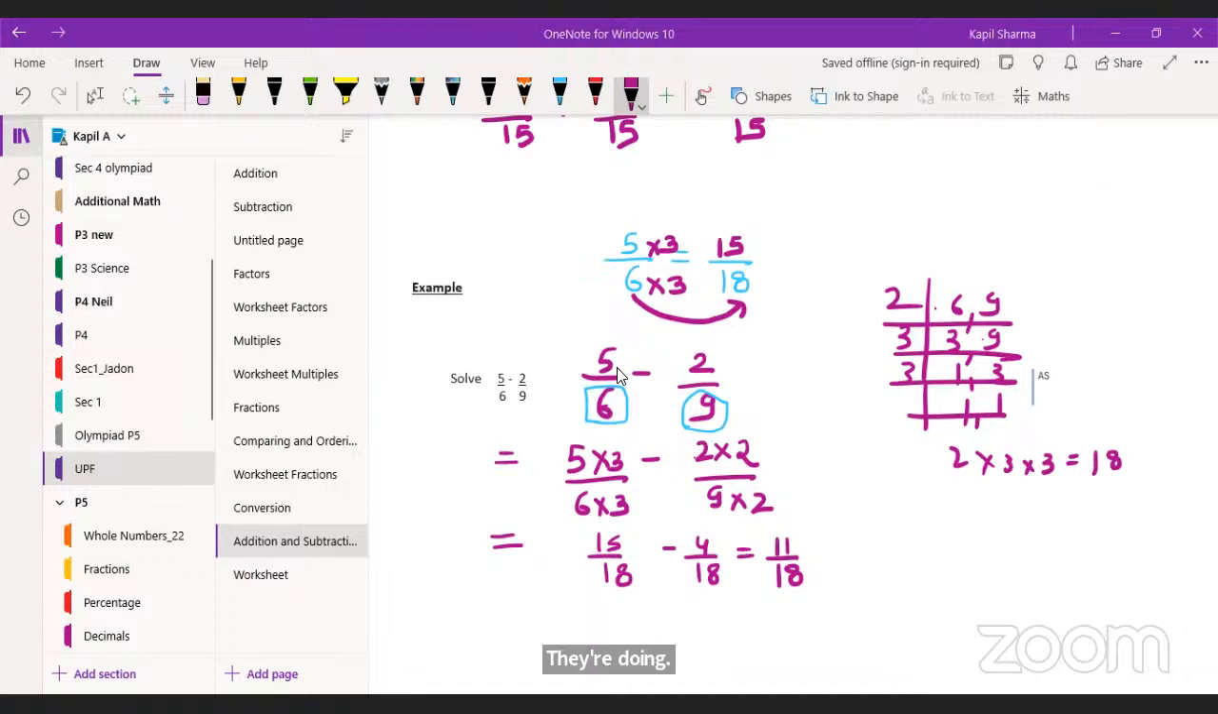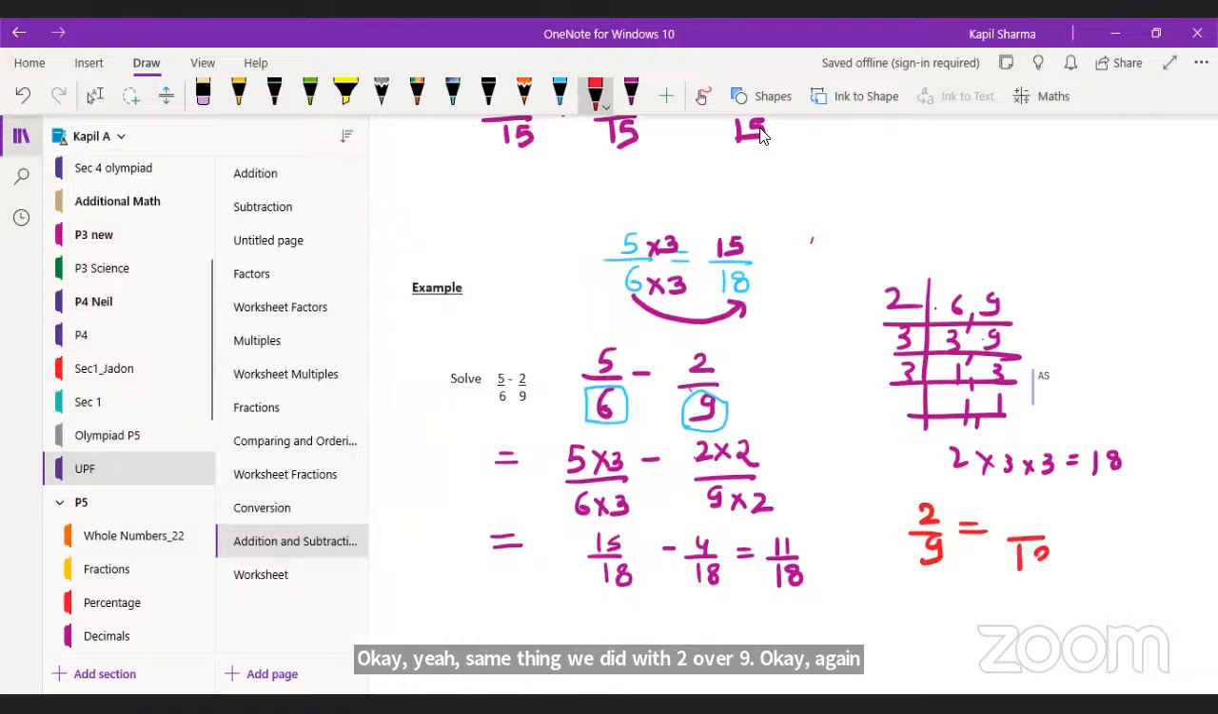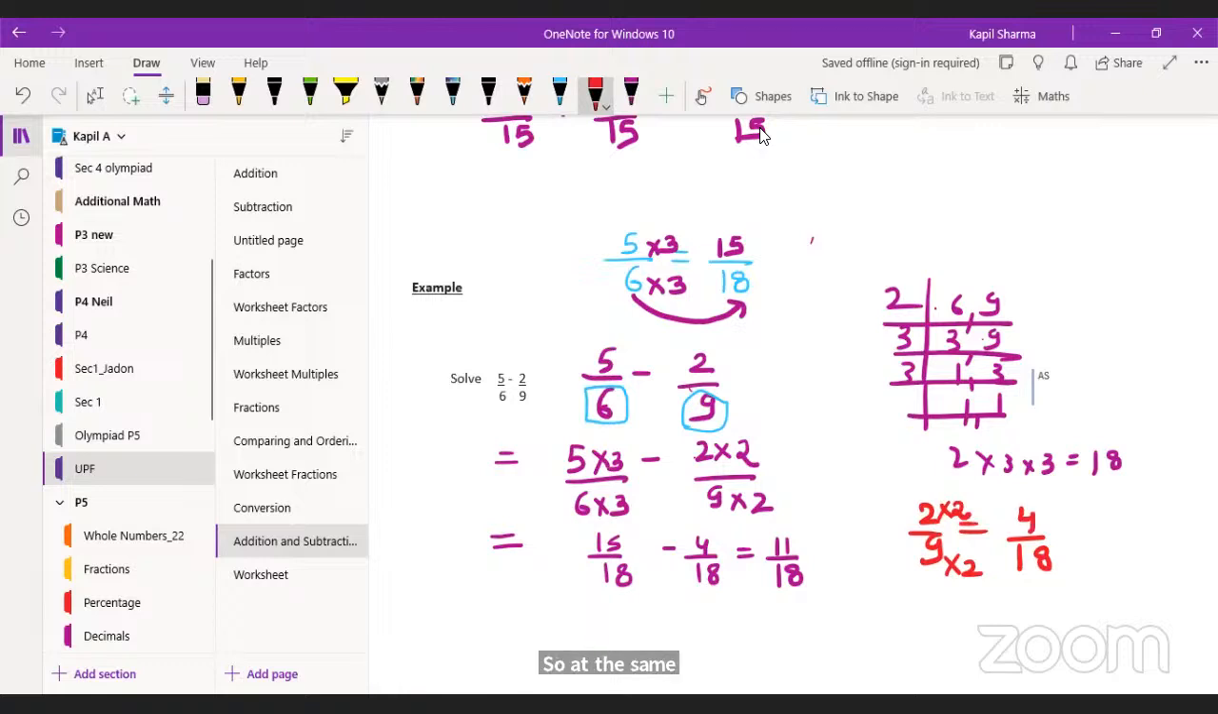Okay, yeah. Same thing we did with 2 over 9. Again, I need to ensure that somehow I get 18 here. So how will I get 18? I multiply 9 by 2. But if I do that, I need to ensure that the fraction does not change. So at the same time, I multiply the numerator by 2. So this is a powerful thing with fractions. You can use the concept of equivalent fractions without actually changing the fraction. Now what Devika did, let's discuss that as well.